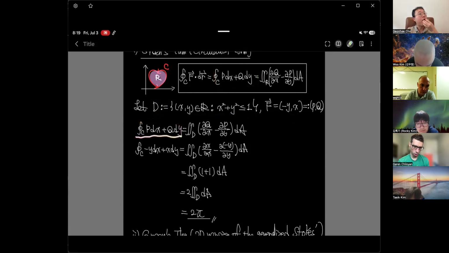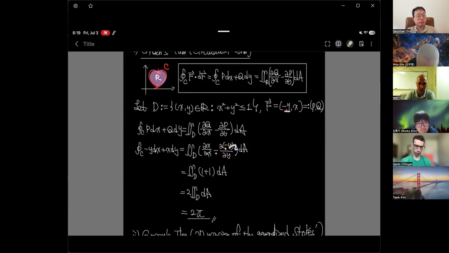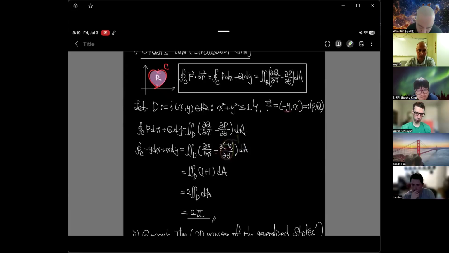And this part, we already know that P is minus y, Q was x. So you can just substitute in this one. And this part is the 2D part, so we can just compute. Q was x, so the partial of x with respect to x is just 1. In the same way, this one is minus 1. Minus minus is plus, and it became 2.